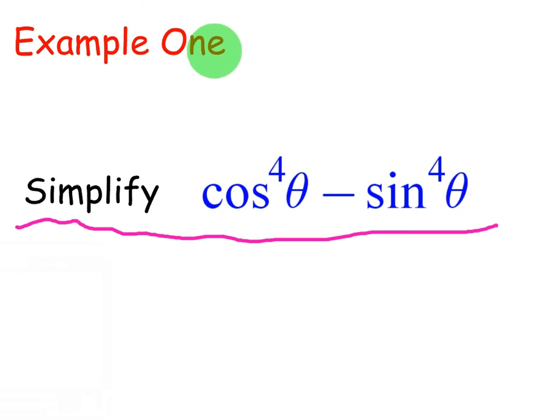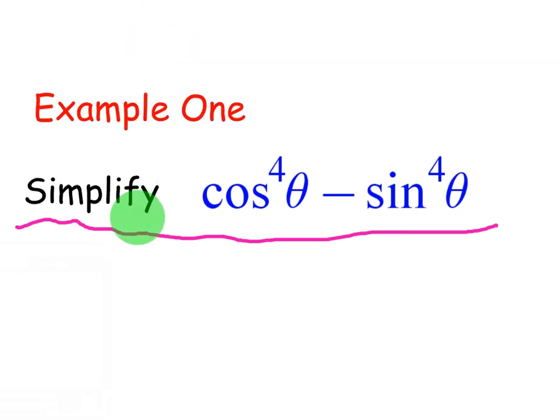For our first example of using double and half angle formulas and simplifying, we have: simplify cosine to the fourth power of theta minus sine to the fourth of theta. And I want to be careful here and put my parentheses where they're supposed to go. A lot of students ask all the time, and it's a valid question, how do I know when to use double and half angle formulas to simplify?